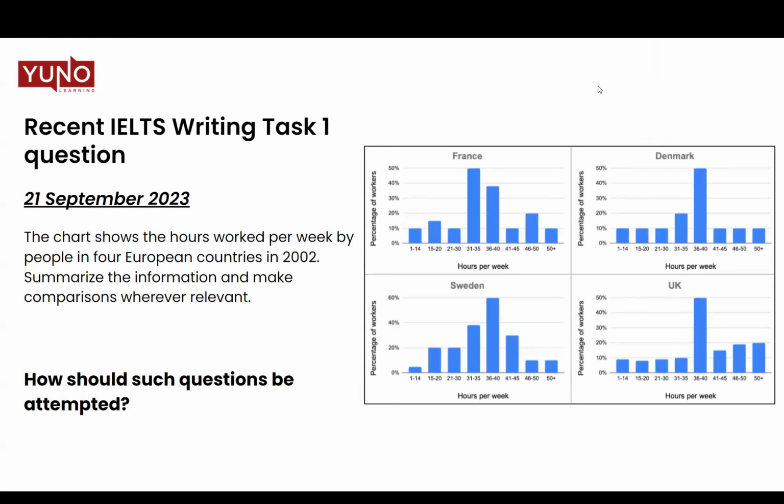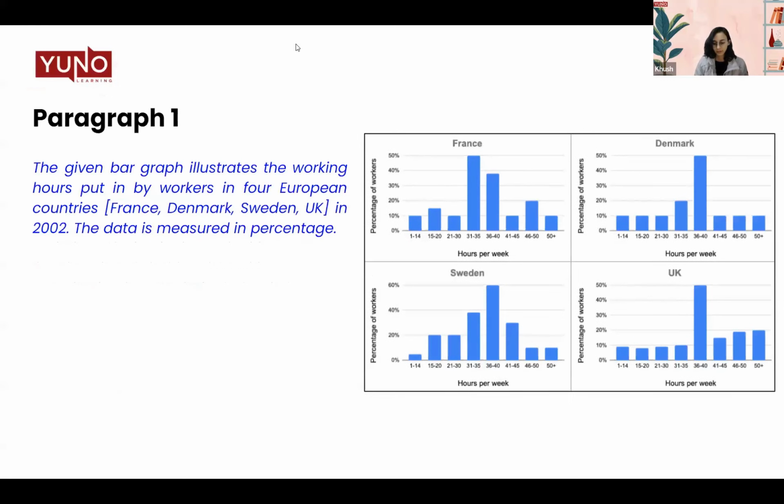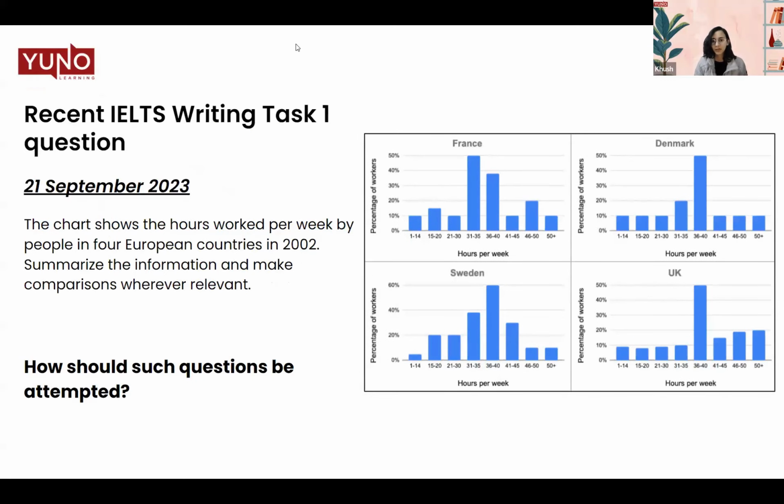The bar graph says that the chart shows the hours worked per week by people in 4 European countries in 2002. So as you can see, there are 4 countries. We have France, we have Sweden, UK, and we have Denmark. So what is the average number of hours the workers are putting in in each of these countries? That is what we are given here. And then how many percentage of people are putting that particular amount of hours.